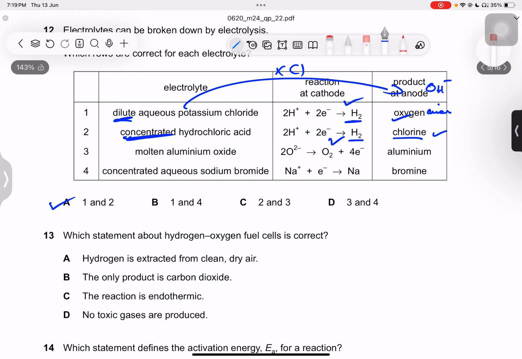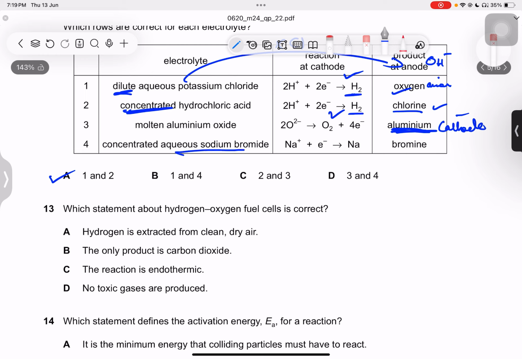Let's look at the other statements as well. Molten aluminum oxide does not have aluminum at the anode. Aluminum is formed at the cathode. Concentrated aqueous sodium bromide: aqueous means H plus ions are present, and whenever H plus is present, Na is never discharged.